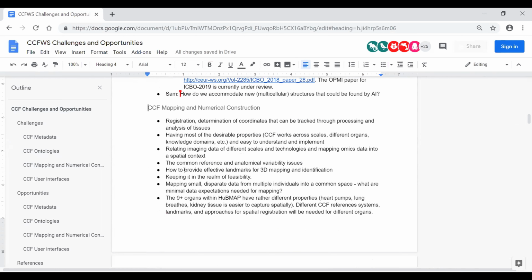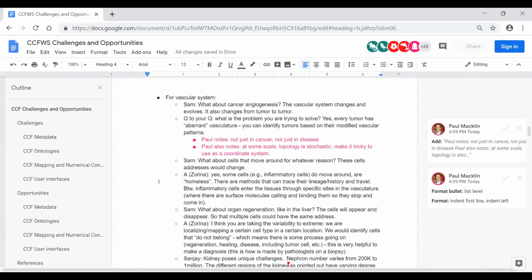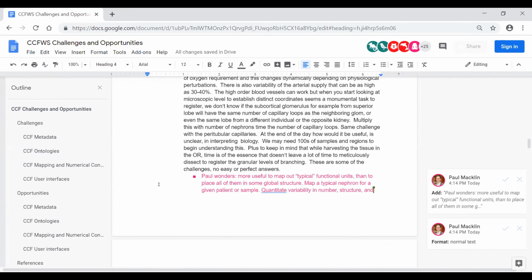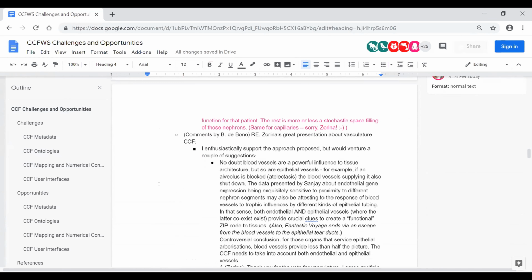I'm not going to read through them all, but there was a lot of discussion around using the vascular system as a roadmap, if you will, for the human body. For all of those that were chiming in, does anybody want to continue this discussion right now? Some of these issues.